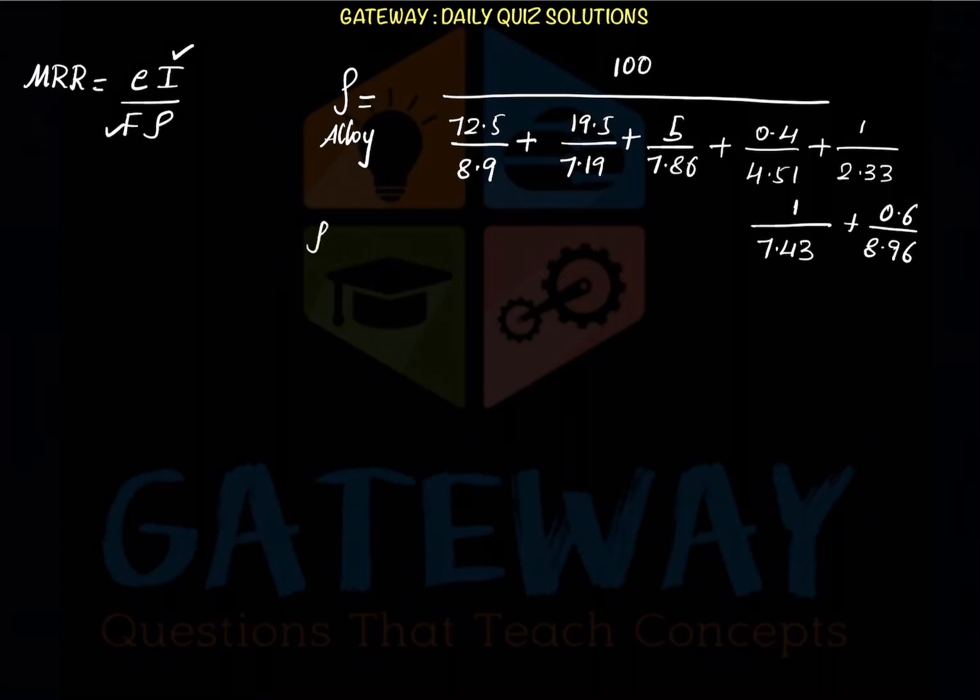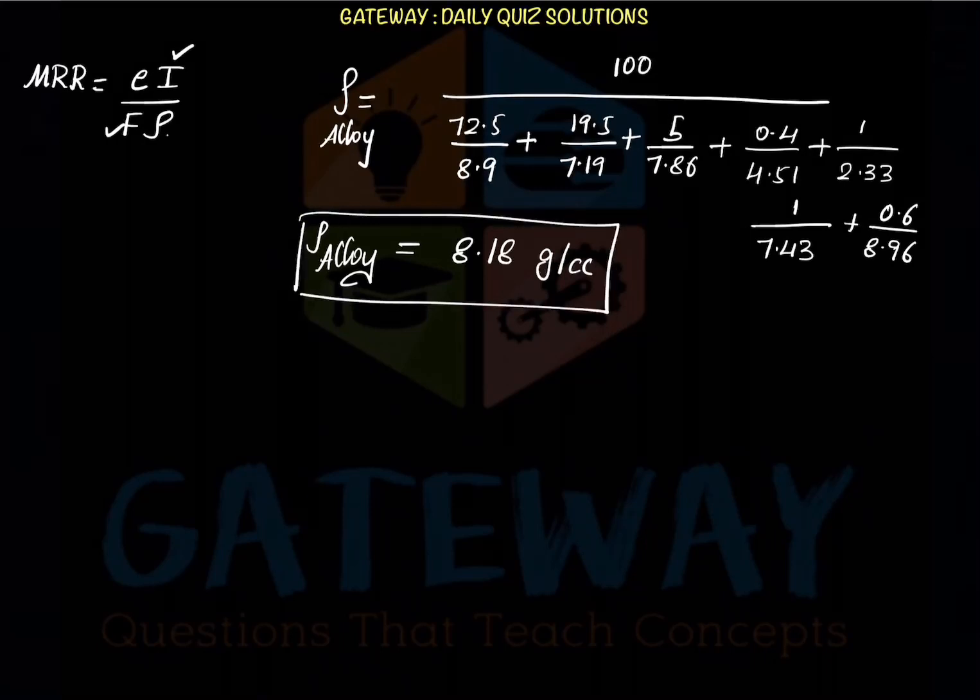So here the density of the alloy is calculated in this way, and the density of the alloy comes out to be 8.18 gram per cc, nothing but 8.18 gram per centimeter cube. And here rho is also known.